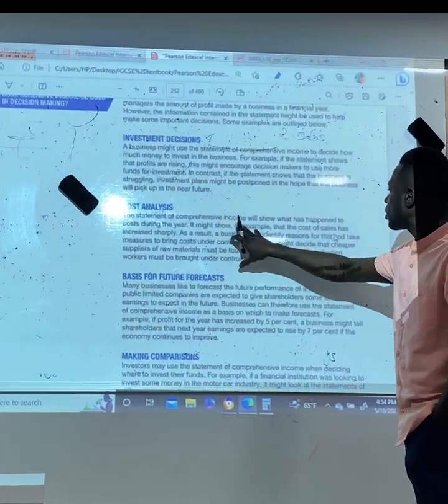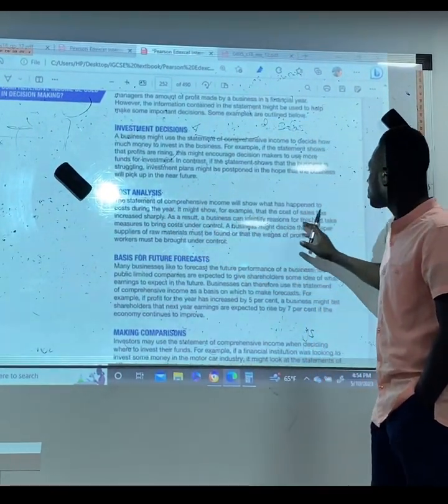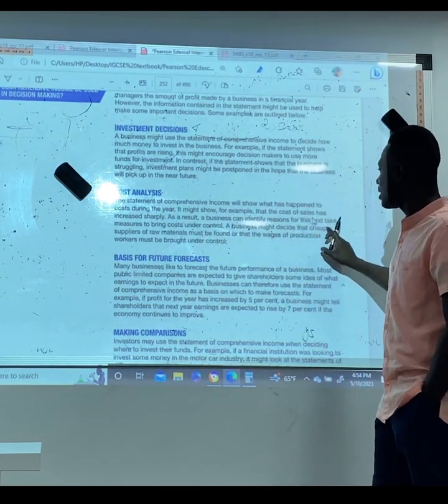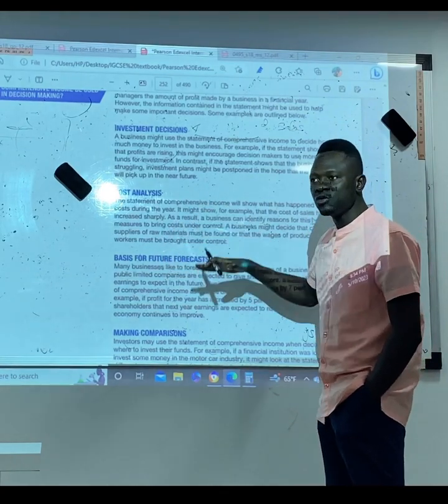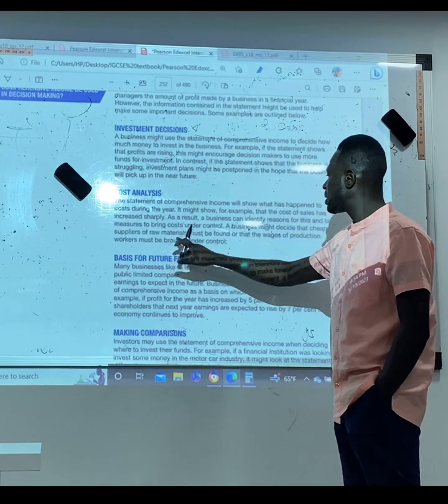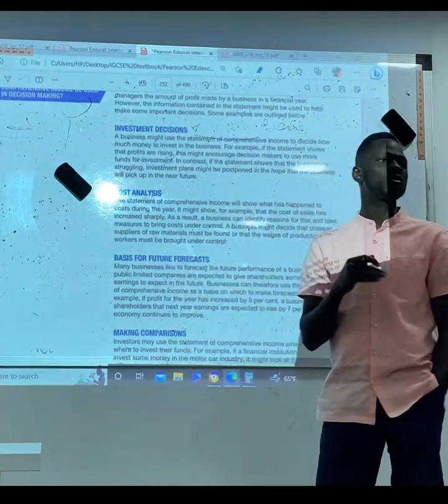The second one, cost analysis. The statement of comprehensive income will show what has happened to cost during the year. It might show, for example, that the cost of sales has increased sharply. As a result, the business can identify reasons for this and take measures to bring costs under control. A business might decide that cheaper suppliers of raw materials must be found, or that the wage of production workers must be brought under control.